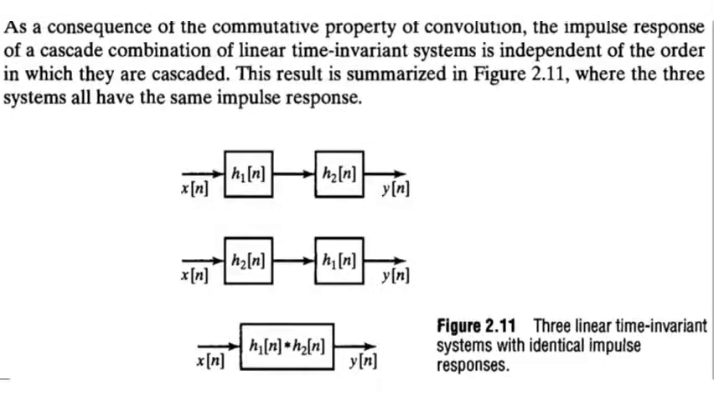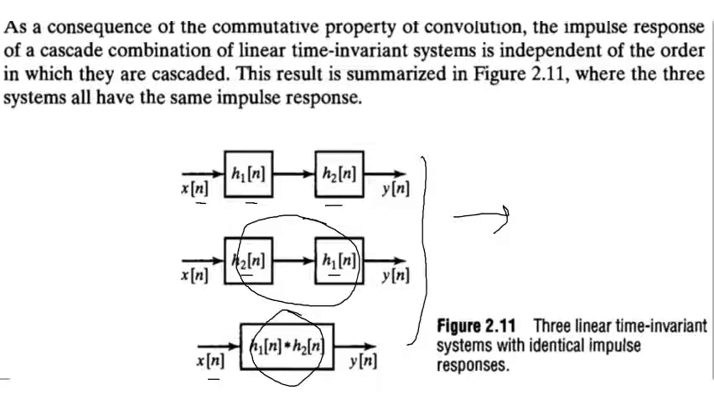So you can see here three linear time invariant systems with identical impulse responses. This is the first impulse response, this is the second impulse response, and this is the input. According to the commutative property, we can switch. It doesn't matter if we convolve x with h2 and then with h1. And what if we just convolve these two first? Then we have the response, and the output will be the same for all these three.